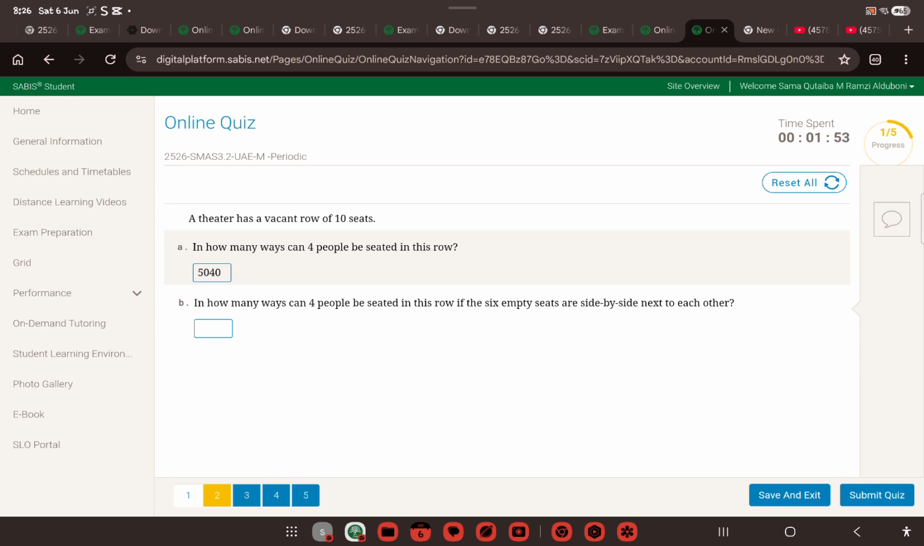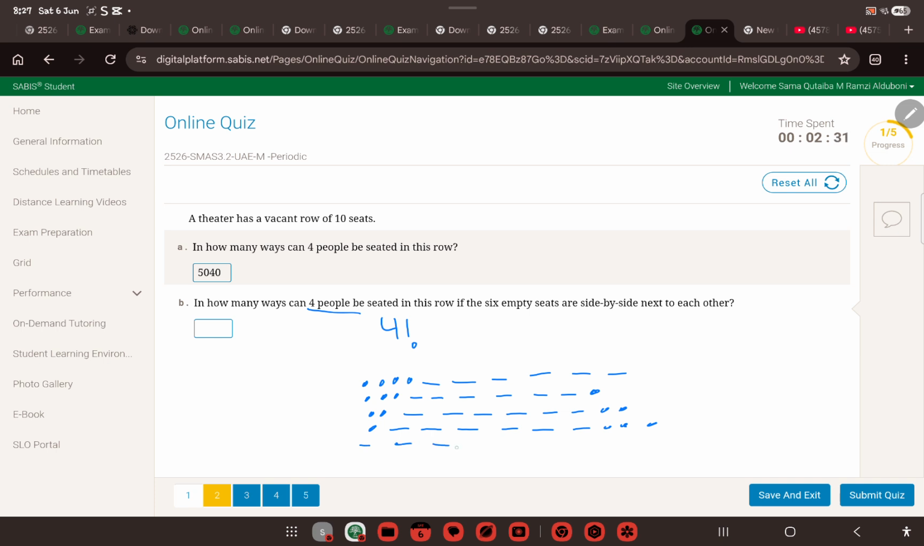In how many ways can 4 people be seated in this row if the 6 empty seats are side by side, next to each other? We need to seat 4 people, so we do 4 factorial. So this is 1 person, 2 person, 3 person, 4 person, then the 6 empty seats. Then the empty seats can be placed after 1 person, and so on, with the block of 6 empty seats moving through the positions.